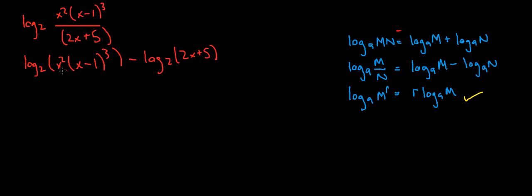And there is, because I have two different things multiplying each other. I have an x squared multiplying an (x minus 1) cubed. So I can take that as an m times n and write these out as a sum of logs. So I can say that log base 2 of x squared plus log base 2 of (x minus 1) cubed minus log base 2 of 2x plus 5.